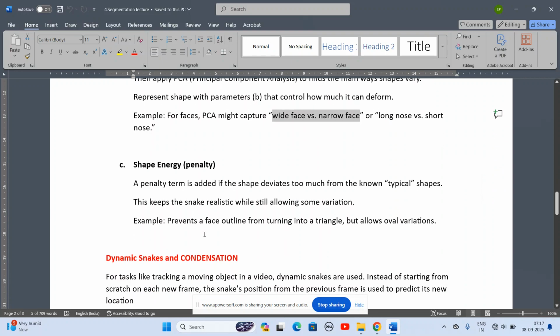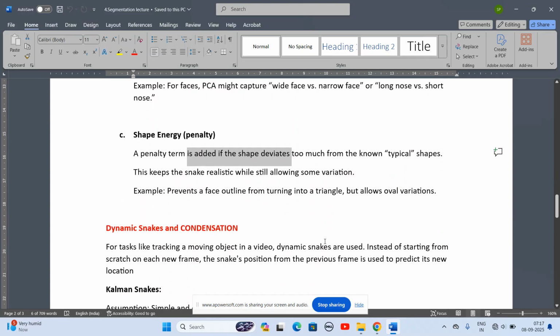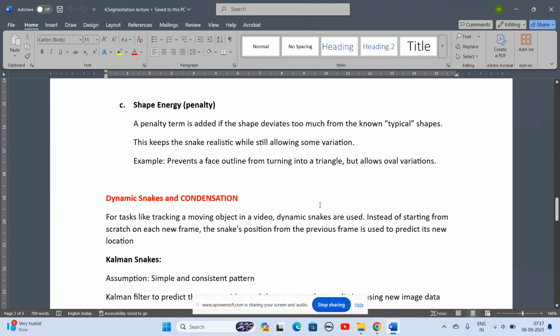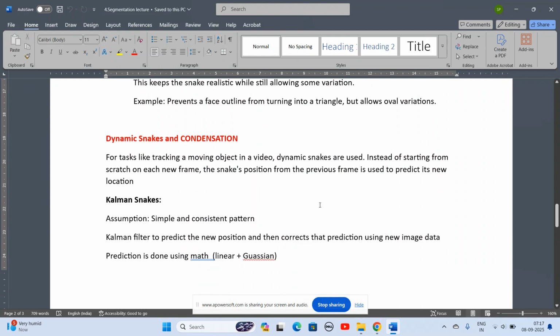Then shape energy is also known as penalty. A penalty term is added if the shape deviates too much from the typical shapes. This keeps the snakes realistic. So it will prevent the face outline from turning into a triangle, but also allow oval variations. So these are the priors used to find the active contours.